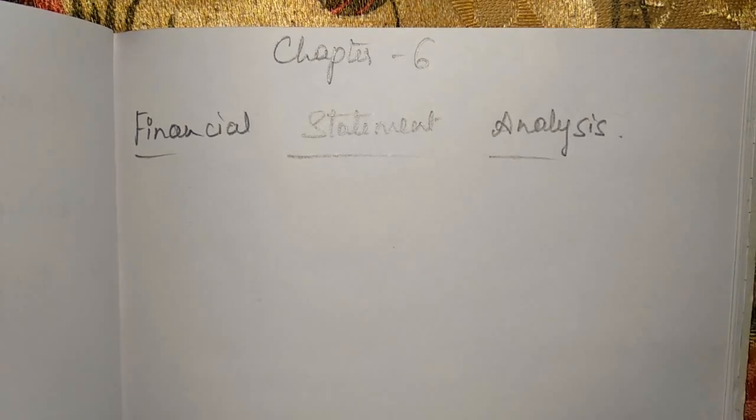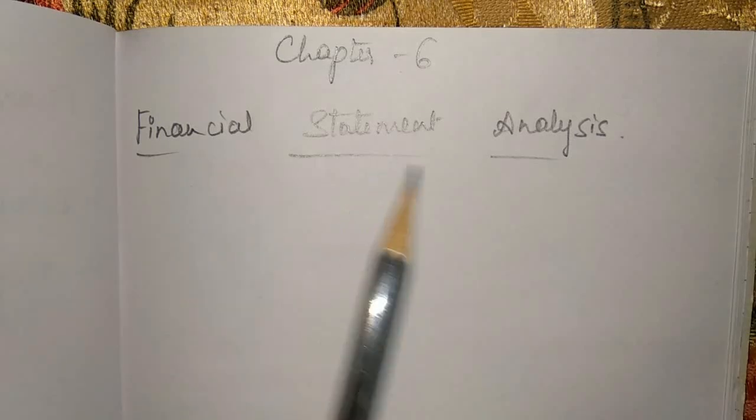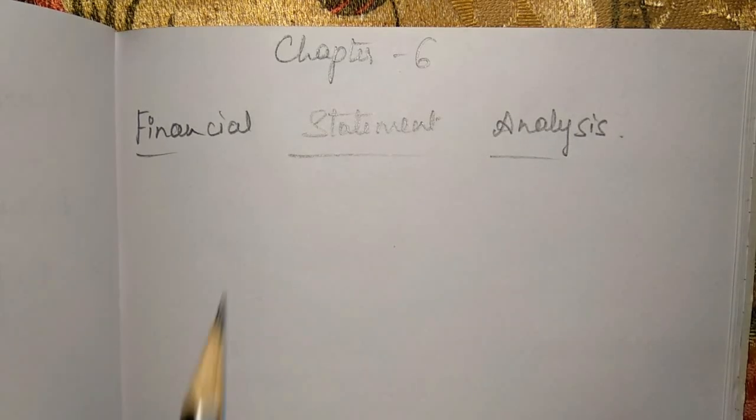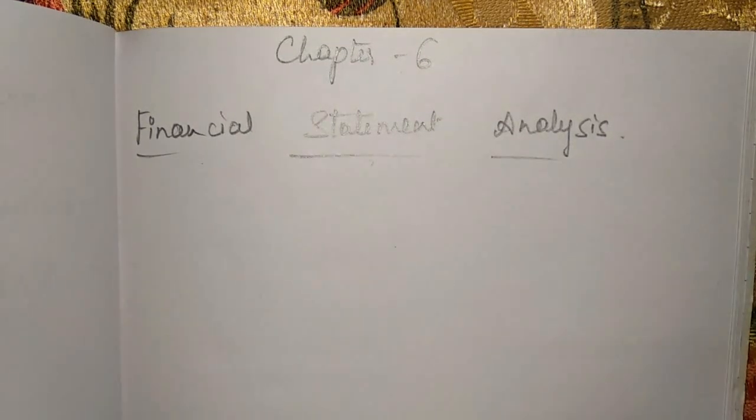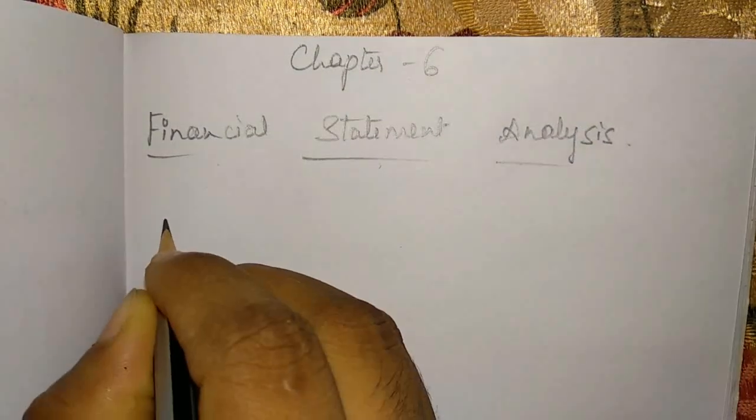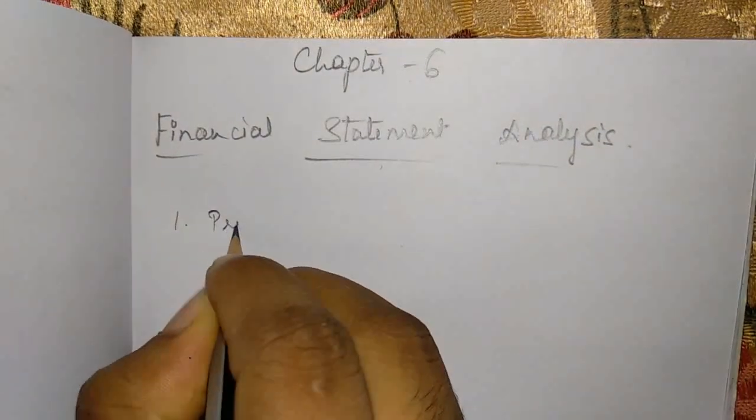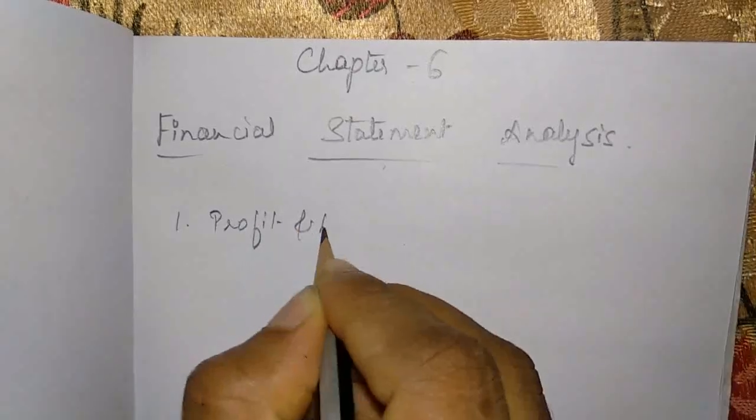Hello everyone. Let us see the sixth chapter of Financial Management Second, that is Financial Statement Analysis. So now, what are the financial statements? There are two types of financial statement. One is profit and loss account, another one is balance sheet.